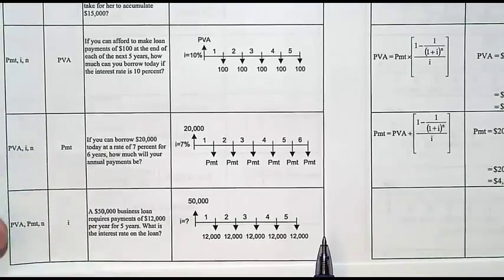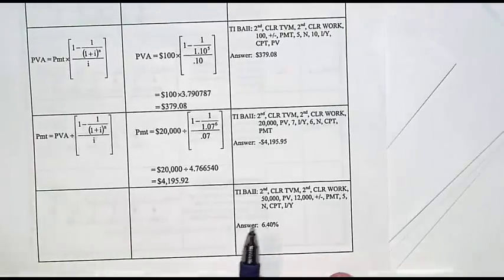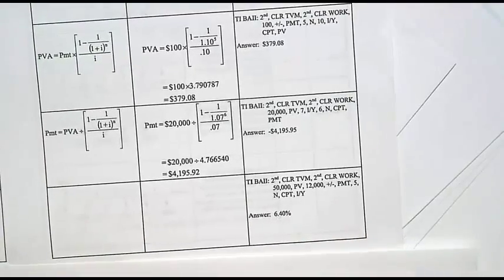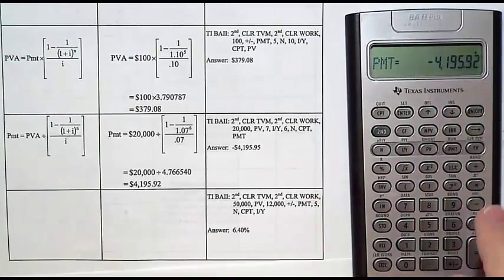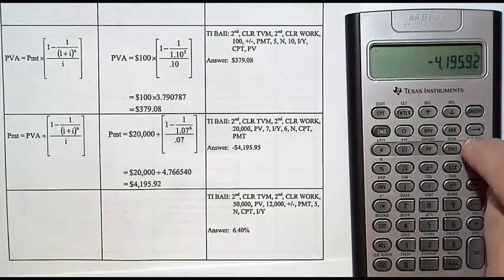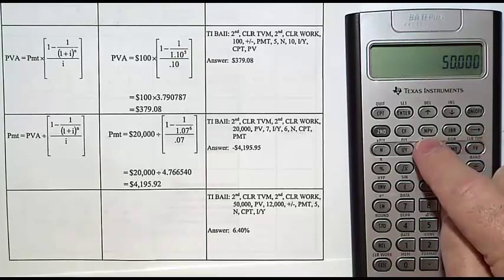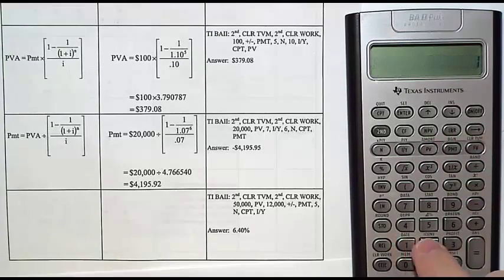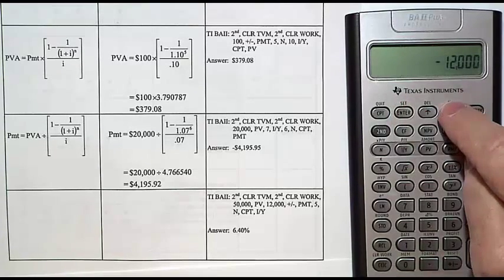This is one where we're not going to do any sort of calculation. We're just going to go straight to the TI BA II Plus and do our calculation. So second, clear TVM. Second, clear work. We have a present value of $50,000. $12,000 is our payment, and it must be of opposite sign, so plus minus, enter, down.